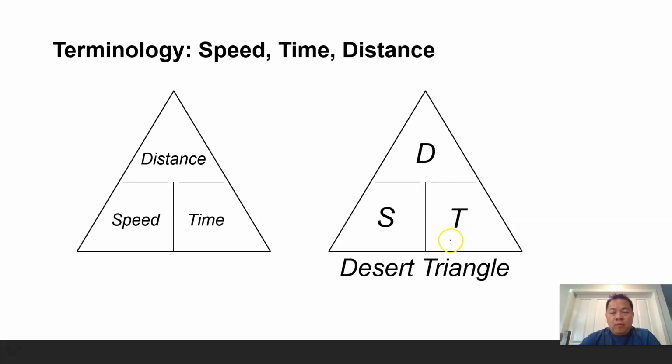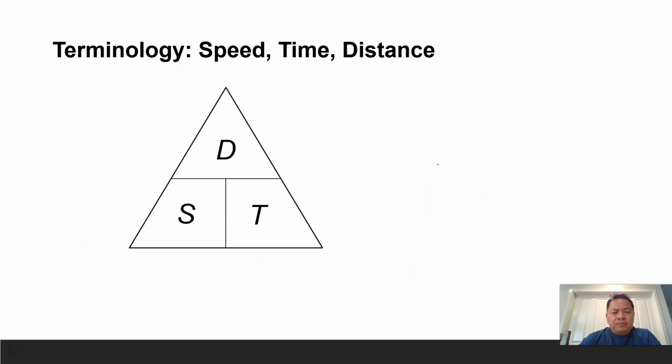It's a very important formula, okay? Remember, whenever we talk about speed and time and distance, just remember this desert triangle, okay? And for those people who enjoy eating, maybe you can remember it as a dessert triangle, which is still the same, okay? D, S, followed by T.